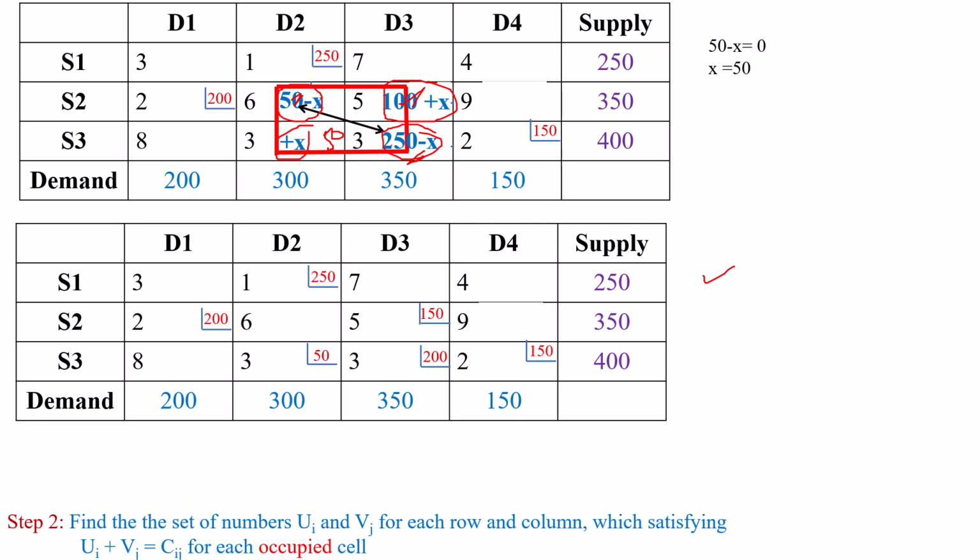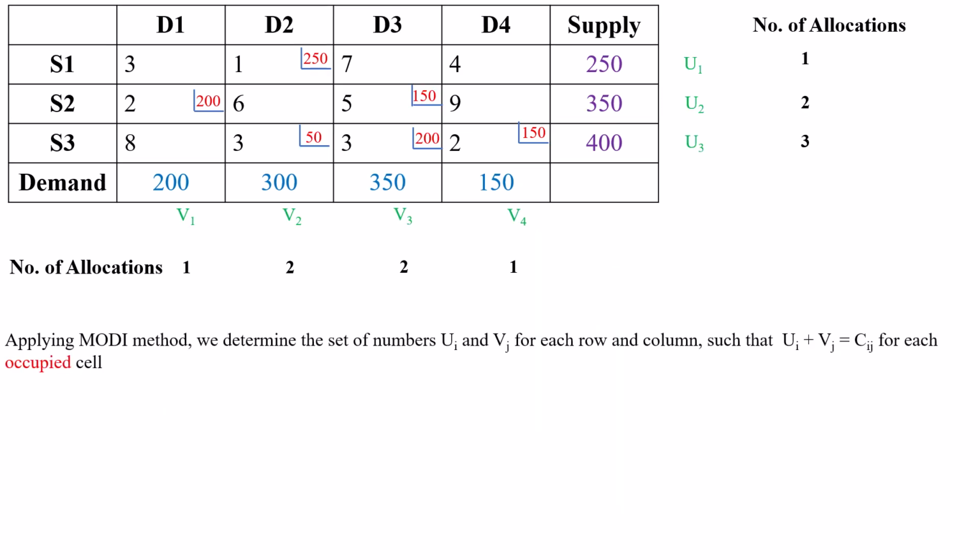So next, once again I have to determine the set numbers, u values and the v values, based on the relationship ui plus vj equal to cij. We have to use this relation only for the occupied cells. First, I have to observe the number of allocations row wise and column wise. The first row S1 has only one allocation, and the second row, next to determine the set numbers u1, u2, u3 and v1, v2, v3, v4.